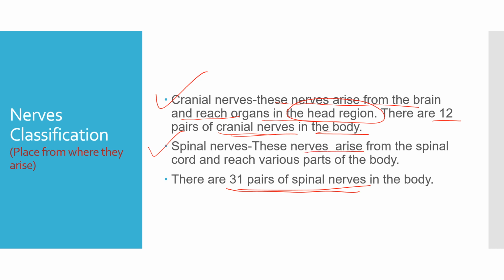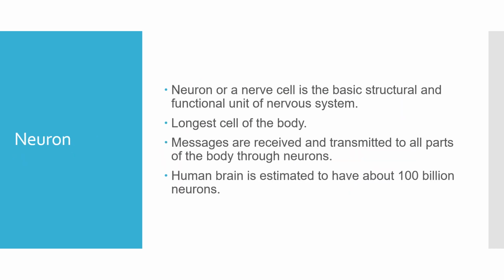Spinal nerves arise from the spinal cord and reach various parts of the body, and cranial nerves arise from the brain and reach the head region only. They do not reach the different parts of the body, whereas the spinal nerves reach various parts of the body, and there are 31 pairs of spinal nerves. Now here comes the neuron. So what is a neuron?